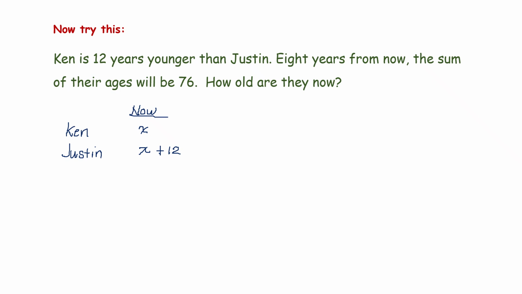Now, 8 years from now, how old are they? Ken will be X plus 8. And Justin will be X plus 12 plus 8, which is also equal to, simplify, combine the constants, X plus 20.